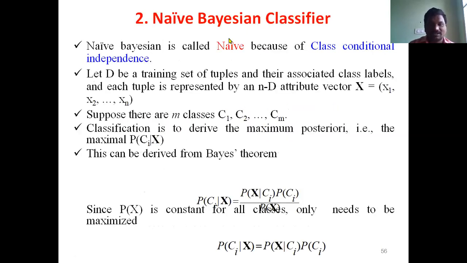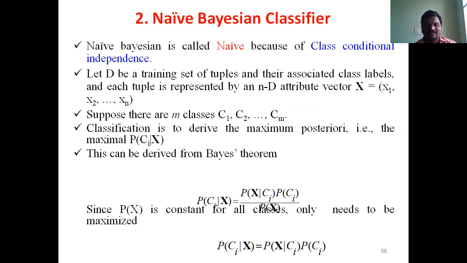Now we come to Naive Bayesian classification applied to our data set. It is called naive because of class conditional independence. Let D be a training data set of tuples. What data set are you considering? You may take any data set, such as the AllElectronics company data set.